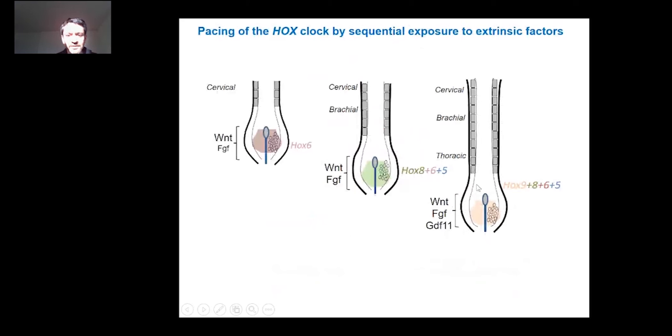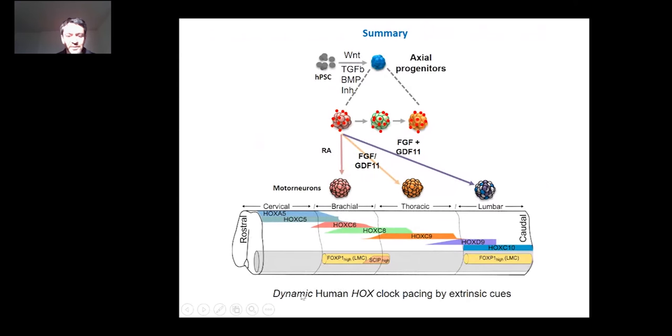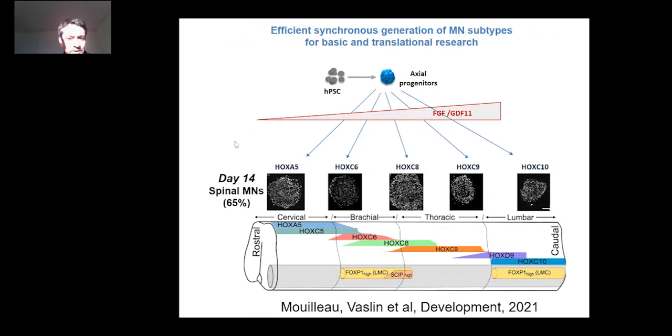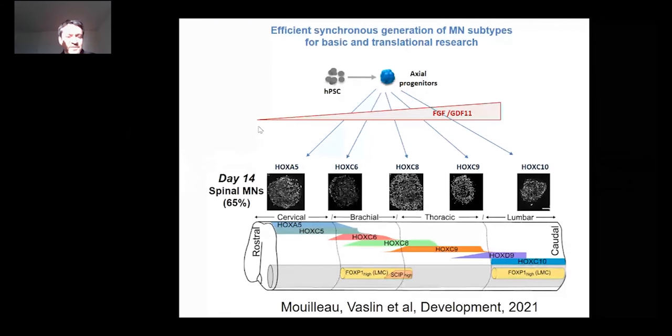So our results strongly argue that the Hox clock in human progenitors is dynamically controlled by extrinsic cues, and suggest that in the embryo, the pace of the Hox clock might be controlled by the sequential exposure to extrinsic cues expressed in the caudal region, which raises the question of the mechanism controlling the temporality of these cues.